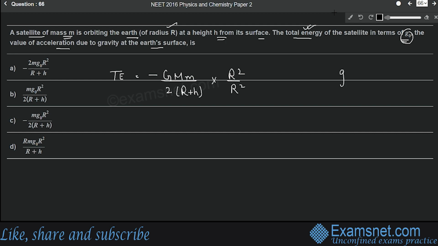Then what will happen? We know that small g is equal to G into M, M is the mass of the earth, upon r square. So G into capital M upon r square will be equal to small g, g naught actually, because in the question it is given that acceleration due to gravity is g naught. So in place of GM by r square we'll write g naught, and what is left? Small m, r square is left, and here 2 times (r plus h) is left. Okay, so now we have got the total energy in terms of g naught, that is acceleration due to gravity. So let's see which option will be the correct one. The third option, right? Yes, this is the correct option. Option number C.